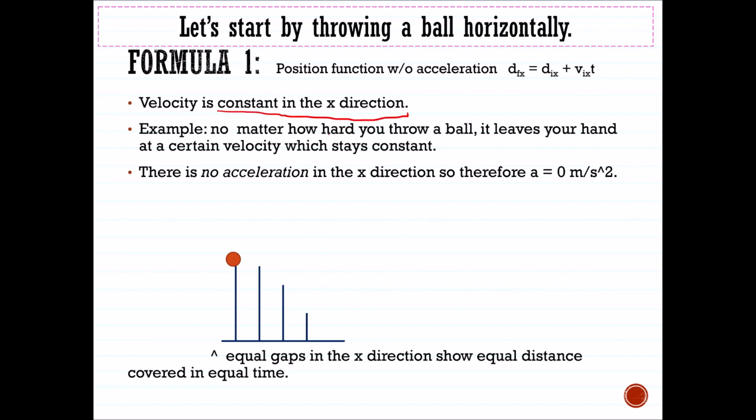Once the object is launched, it has a constant velocity in the x direction, also called horizontal velocity, because there are no other forces acting on it once it has been launched. No matter how hard you throw a ball, it leaves your hand at a certain velocity, and that stays constant. There is no acceleration in the x direction, so acceleration is 0 in those kinematics equations. Notice here, as a ball is launched horizontally, it is acted upon by the force of gravity in the vertical direction, but the horizontal motion shows a constant velocity where there are equal gaps and equal amounts of time in this diagram.